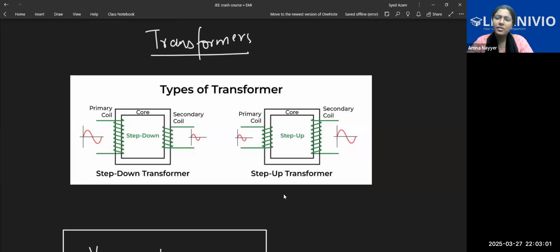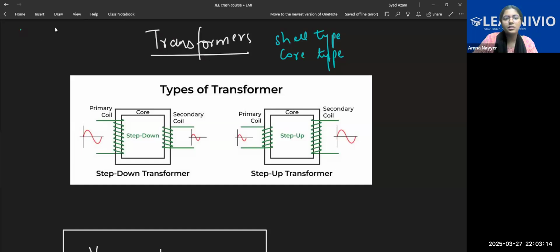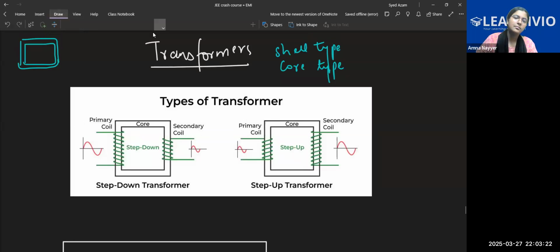So they are also of different types. You have shell type of transformers. You have core type of transformers. This depends on how the wiring has been done. Like in the shell type, this is how the transformer is. And the primary coil is like this, secondary coil is like this.